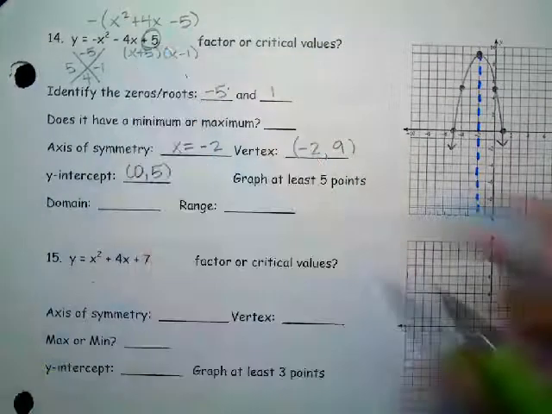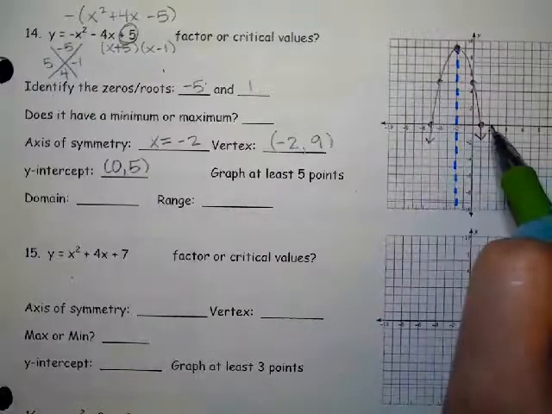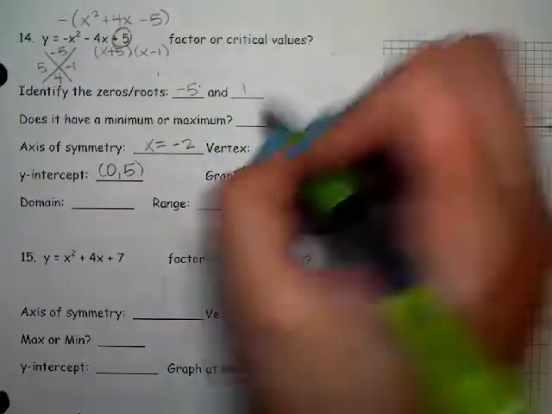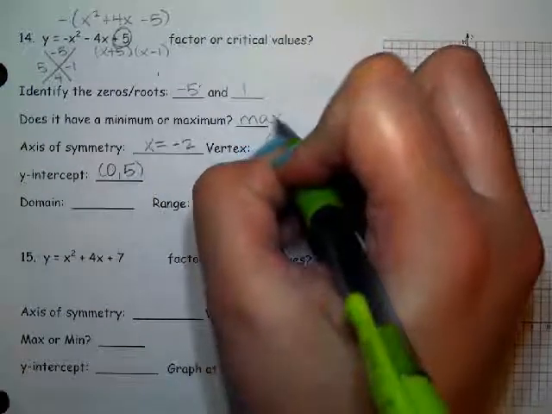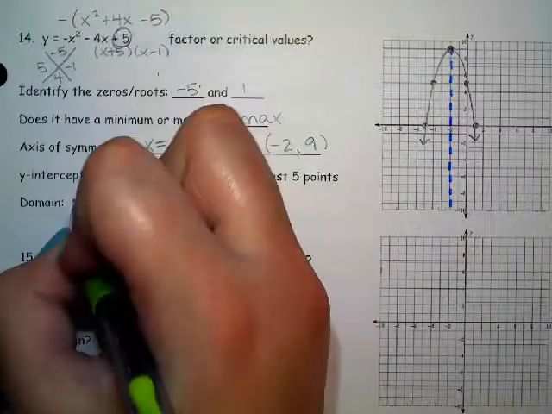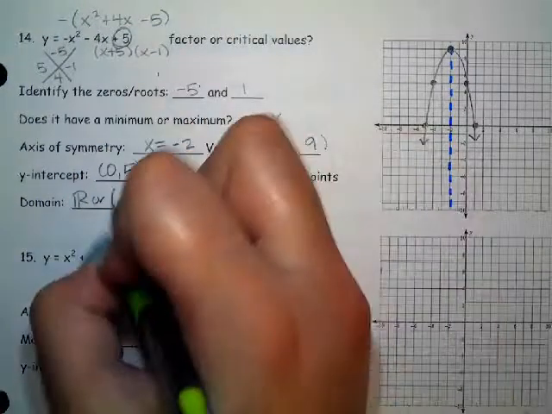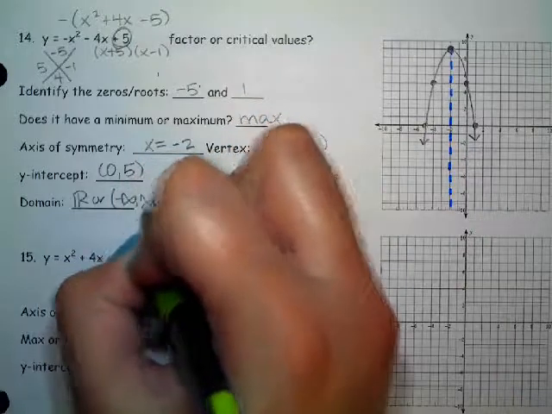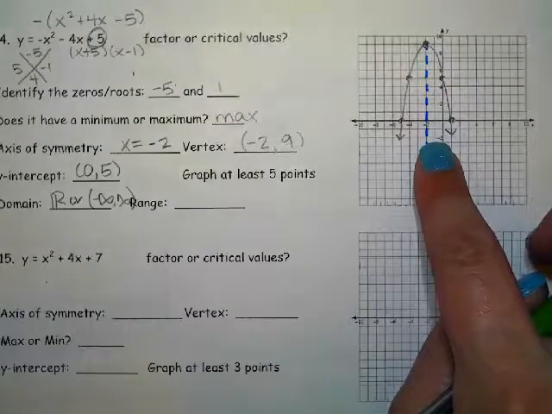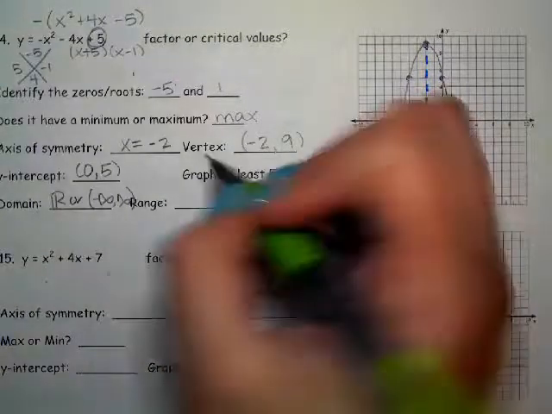Do we have a minimum or a maximum? We have a maximum. Okay. What is our domain? Real numbers. Okay, and then our range is a little different this time since this parabola has been flipped upside down. Y is less than or equal to 9, or how do we write it with the other notation?